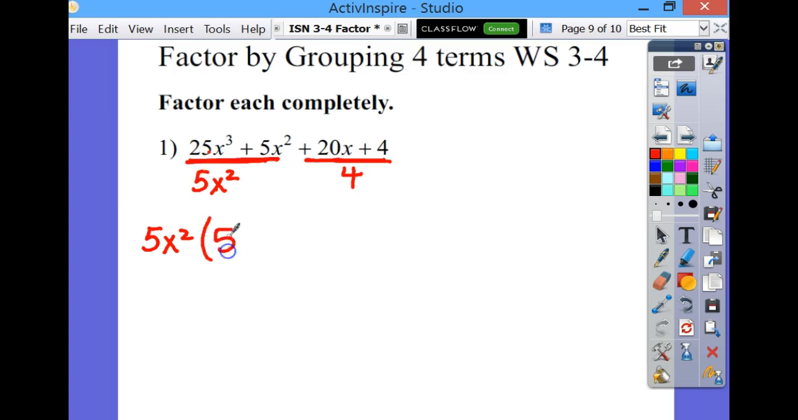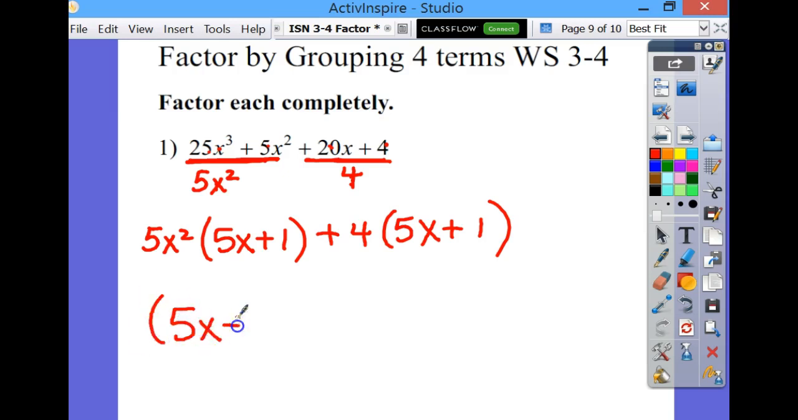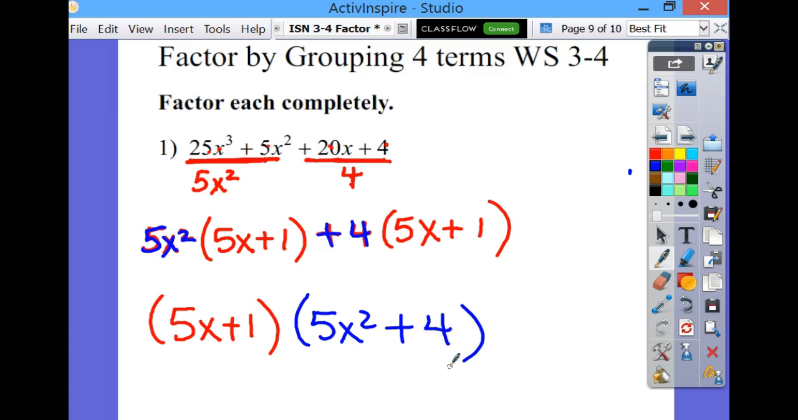25 divided by 5 is 5. X to the third divided by x is x. 5x squared divided by another 5x squared is 1. When I factor a 4 out of this group, 20 divided by 4 is 5, and it has an x. 4 divided by 4 is 1. What do you notice? Do you see that both terms have a 5x plus 1? The second term comes from this 5x squared and this plus 4. That makes the second term.